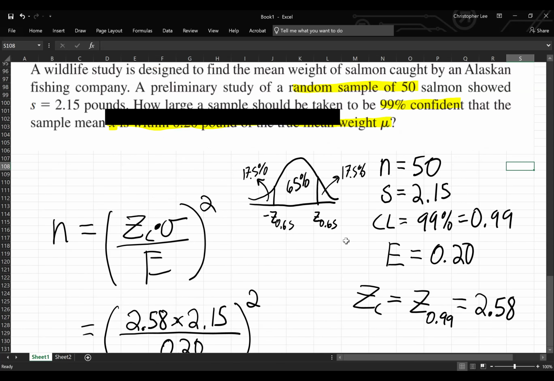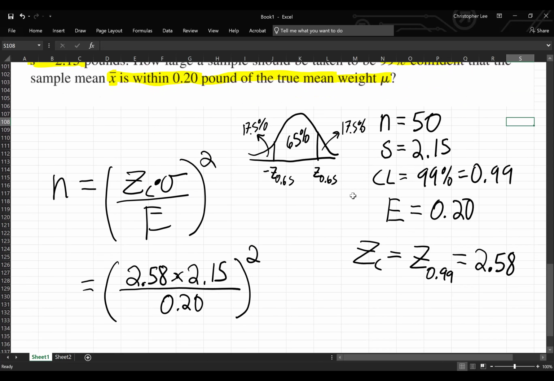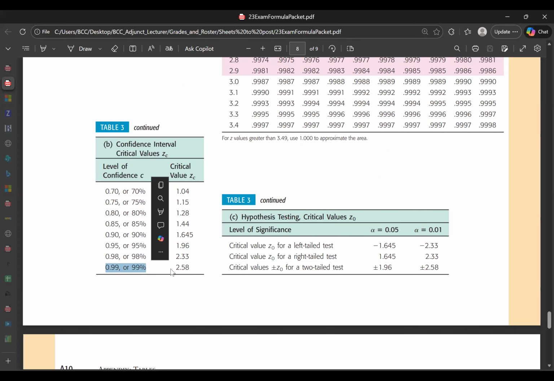So the question gave me a confidence level of 99%, right? And then I just went to the table. When I was on the table, I went down to where 99% was, which is down here, right? And then I just copied the ZC, which is right next to it, which is 2.58. That's it.